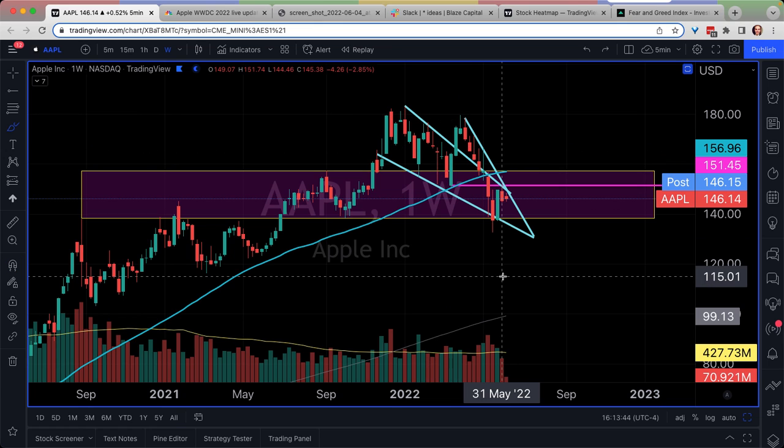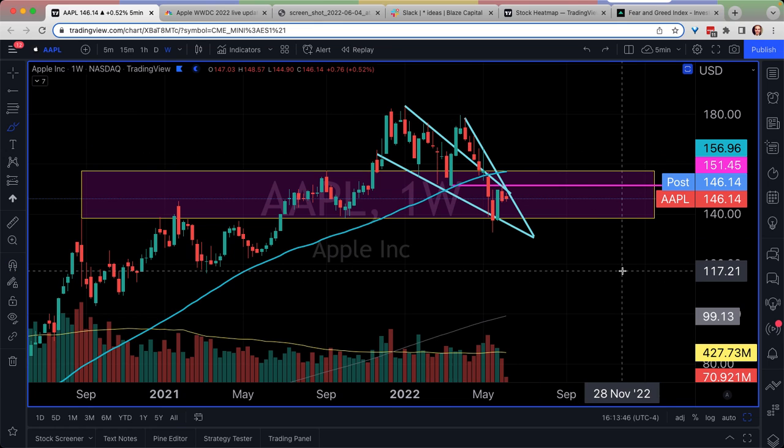So what exactly did Apple talk about today? And again, we were looking for the potential to hear about an AR VR set, or an augmented reality, virtual reality set. That did not happen.